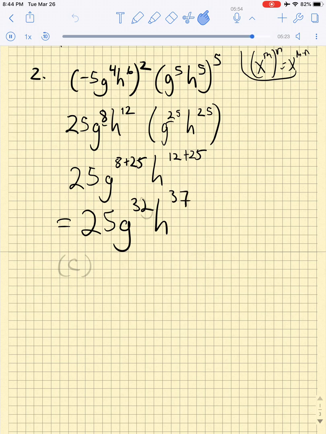Okay? So that is choice B, right? Let's see. Choice C. The answer here is choice C. I should have said here 33, because 8 plus 25 is 33. So I put 32nd. 8 plus 4 is 32. So that's choice C for number 2.